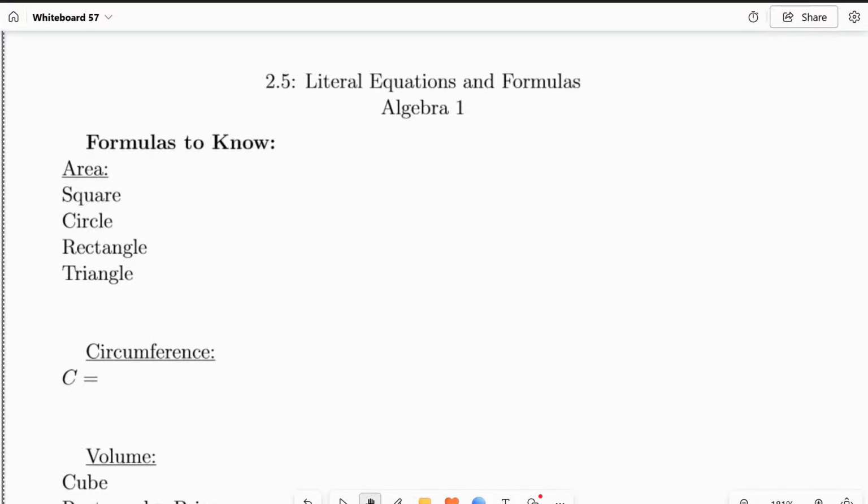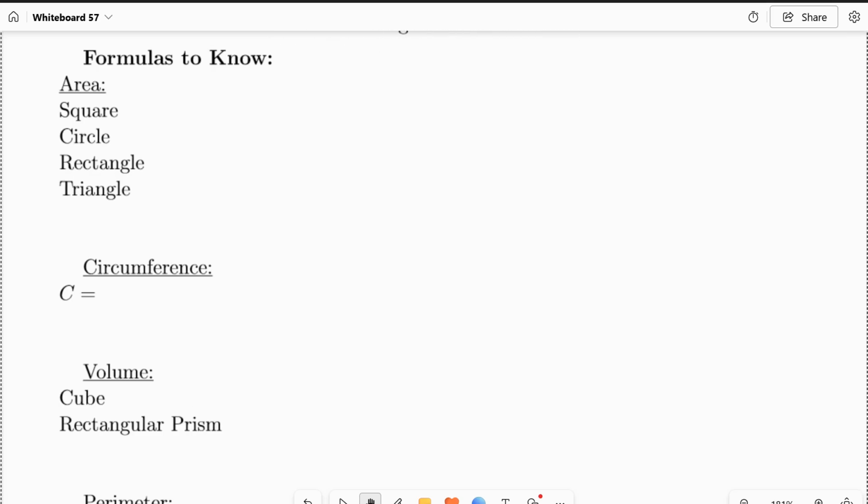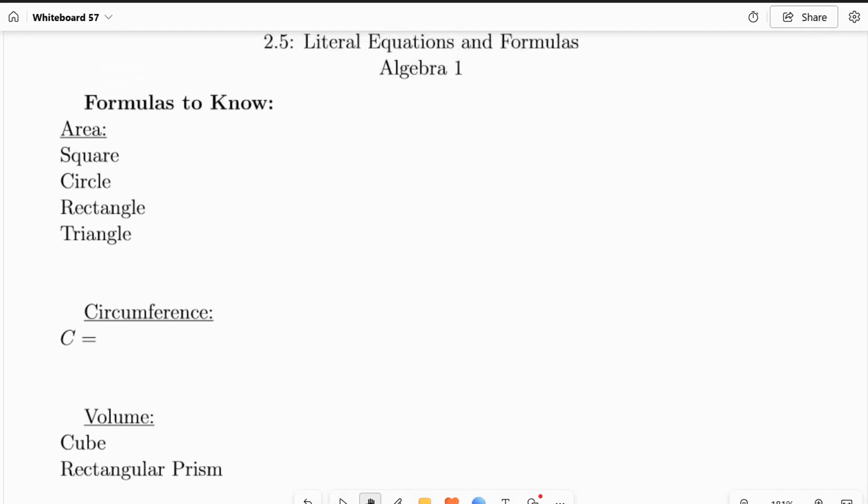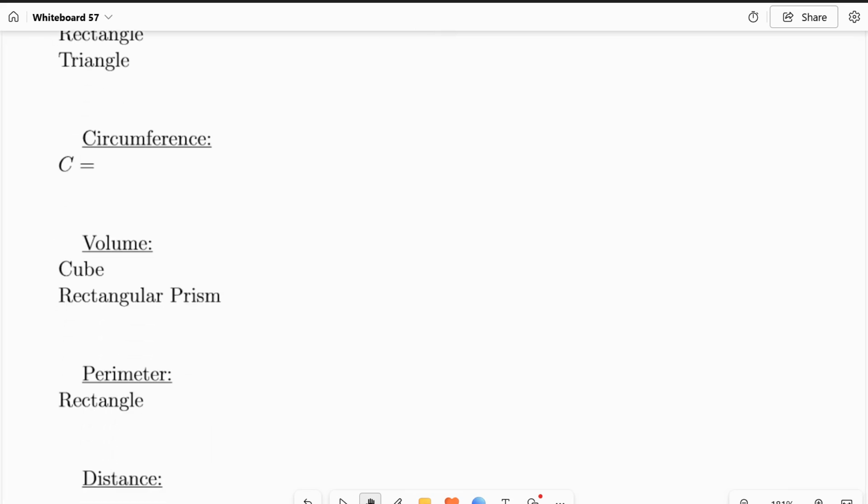Equations and formulas. The first thing in this lesson is there's a lot of formulas to know. Each of these formulas helps us calculate certain aspects of shapes, dimensions, measurements, things like that. We have all of our formulas for area, circumference, volume, and perimeter. I'm going to go over them with you during class, so don't worry about taking notes on any of these right now.